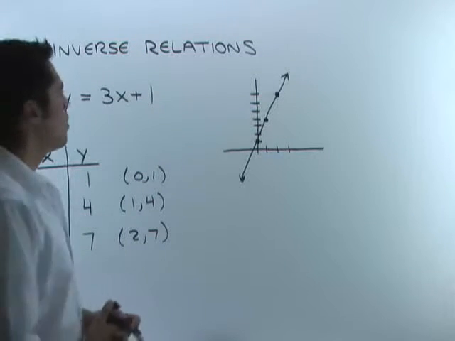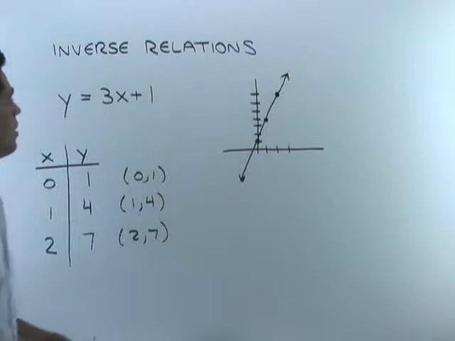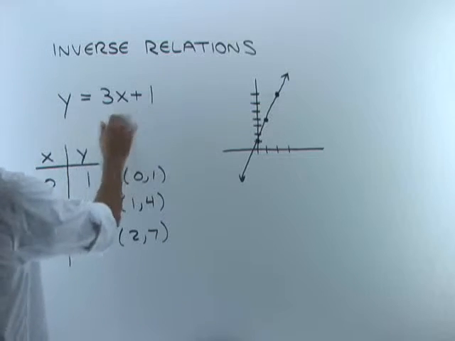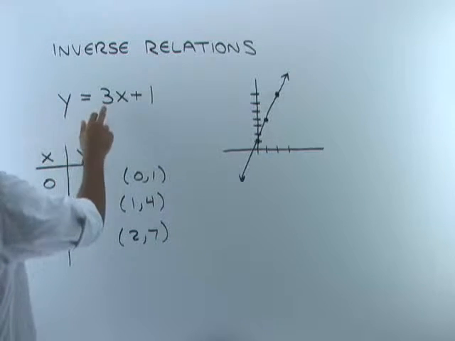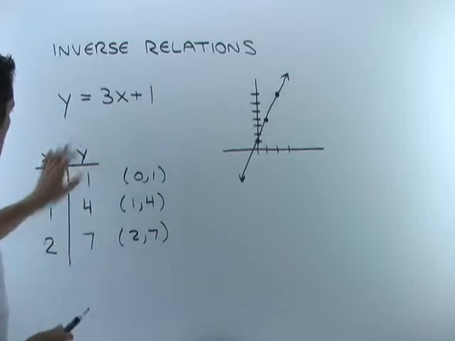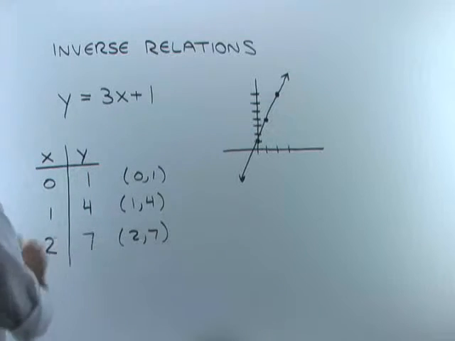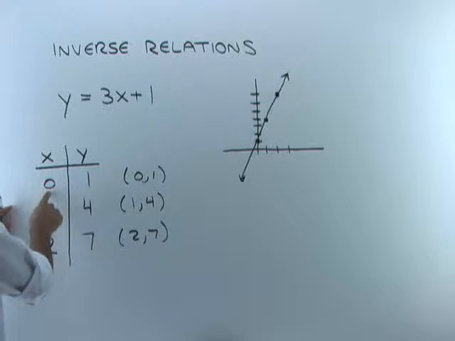Alright, now let's take a look at what are called inverse relations. So let's start off with an equation. Let's say we're given an equation y is equal to 3x plus 1. If we wanted to, we could create a t-table, plug in some values for x like 0.